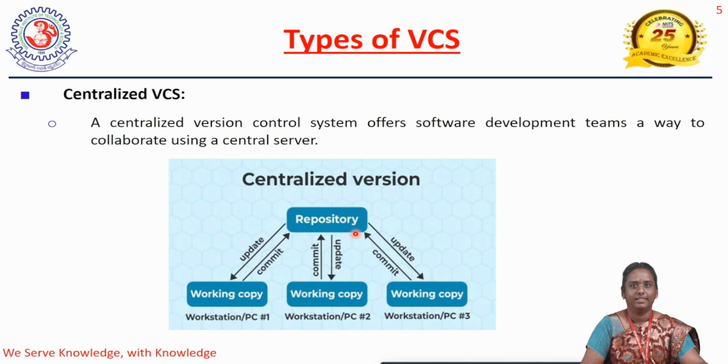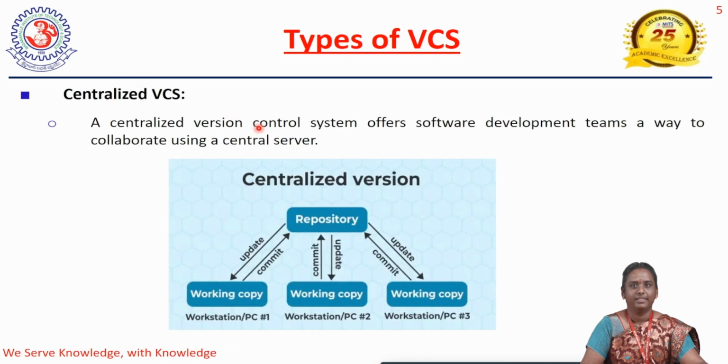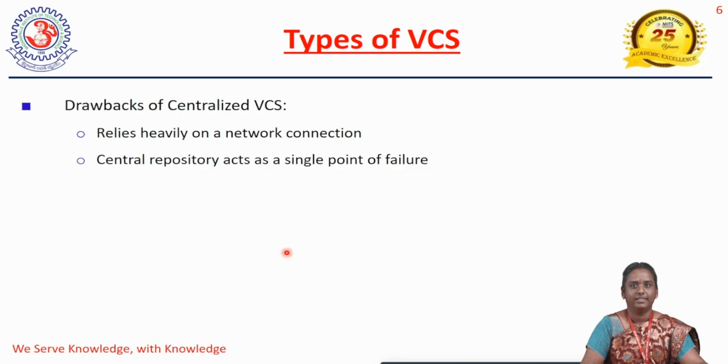What is the drawback in this centralized version control system? Why are we moving to distributed? The main drawback of centralized version control system is that it highly relies on network connection. As we have seen in the previous slide, if there is no active connection between the central server and the workstation, then the commits or updates will not be reflected in that central server. So it mainly depends on network connections only. That is the reason why they have given the drawback as it relies heavily on network connection.